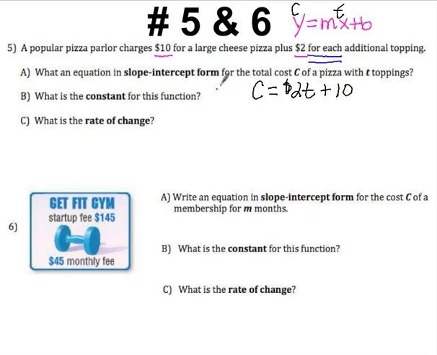So what's the constant of this function? We've already talked about it. That's the $10. And what's the rate of change? The rate of change here is $2. So for each additional topping, it's going to change by 2.